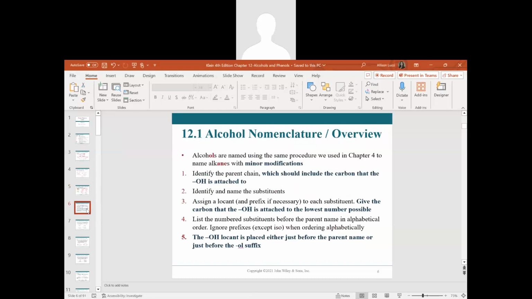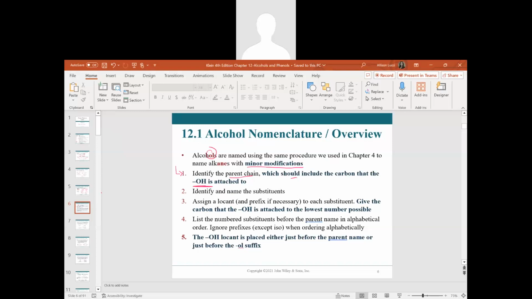We're going to look at nomenclature, how to name both alcohols and phenols alike. These are minor modifications, such as taking a parent, removing the ending, adding OL endings, things of that nature. So we will follow steps 1 through 5 here. We'll look at our carbons, find the longest chain, and identify the parent. This will include the carbon with the OH group attached to it. They say should, but to correctly identify your parent as an alcohol, it will have to have the OH group attached versus a substituent or side chain.